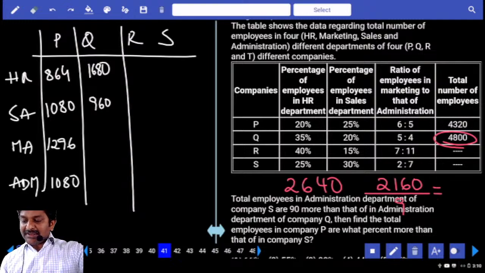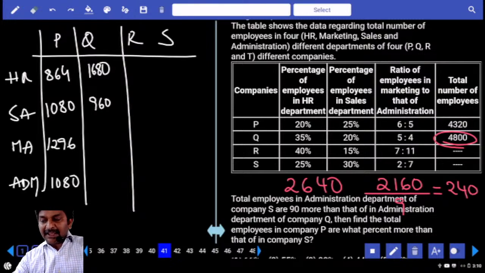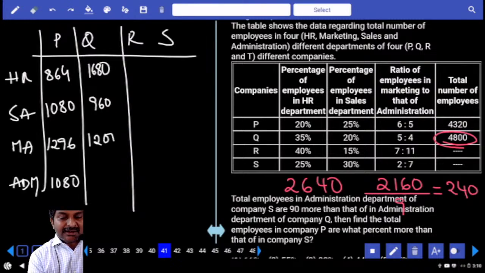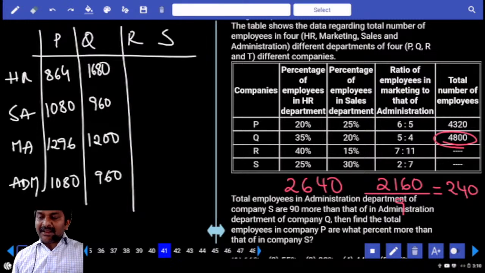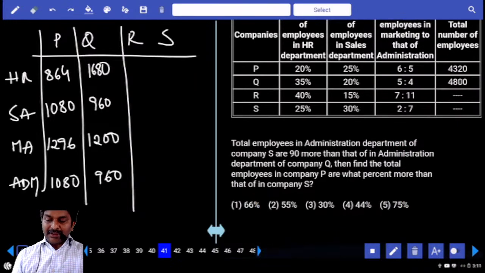Each part is equal to 240. 5 times of it is 1200. 4 times of it is 960. Regarding R and S, we cannot write anything. Yes or no? Let's start the questions.